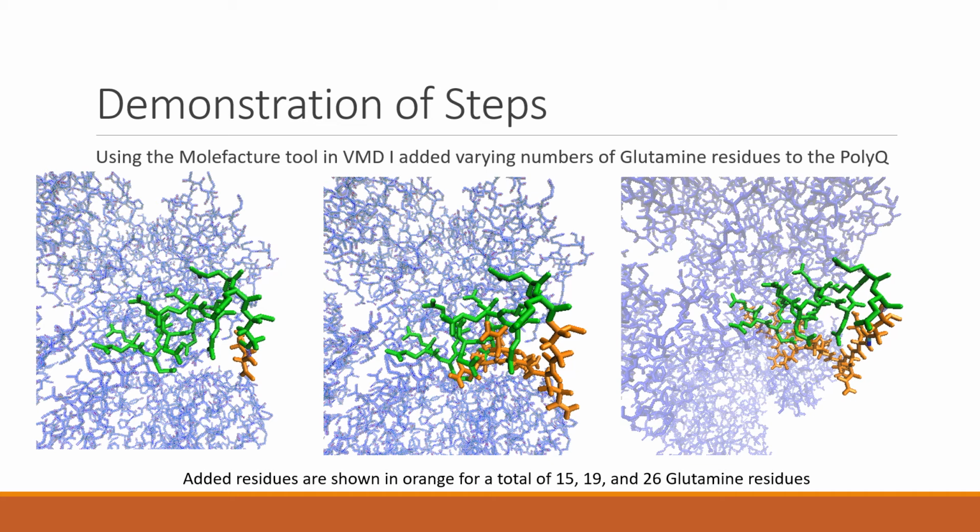Then in the middle image, I added more glutamine residues for a total of 19. And then on the far right, you can see that there's a total of 26 glutamine residues, and also in all of these images you can see the newly added residues are in orange compared to the previously existing green glutamine residues from the original PDB file.